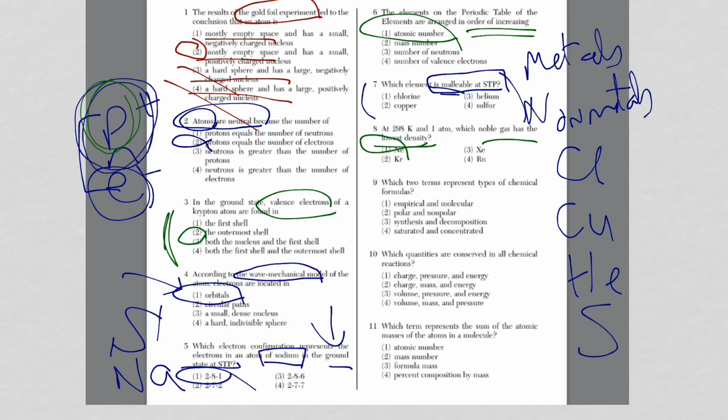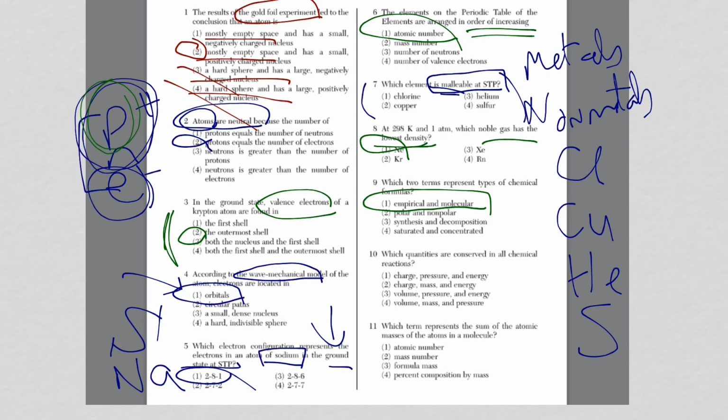All right, so which 2 terms represent types of chemical formulas? There's a bunch of different ways we describe chemical formulas, right? That's the symbols or combination of symbols, so for individual elements or for compounds. Sorry, I just had a little bit of a brain cramp there. And the answer is actually going to be choice 1. Empirical and molecular, they have the word formula after them. Empirical formula is your lowest whole number ratio. Molecular formula is the actual compound formula.